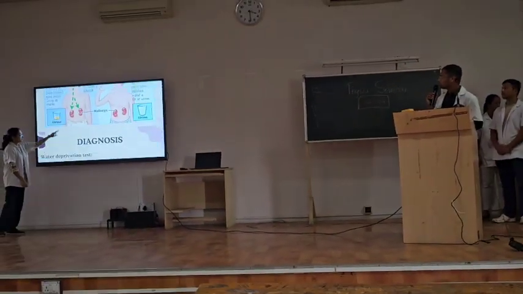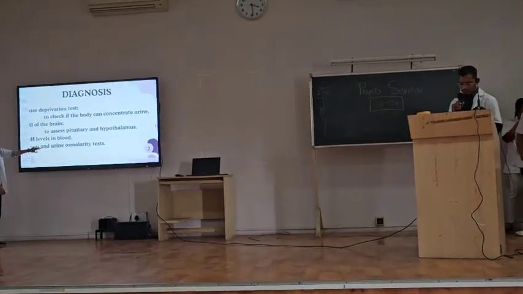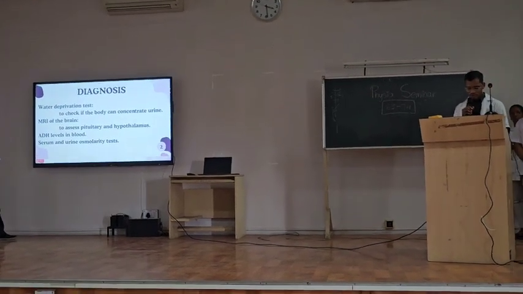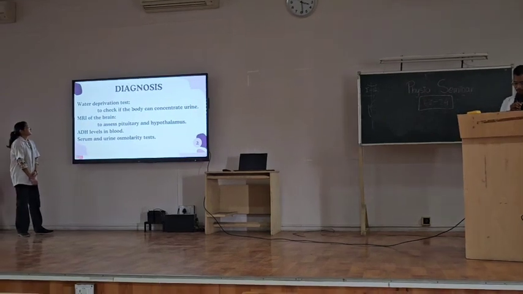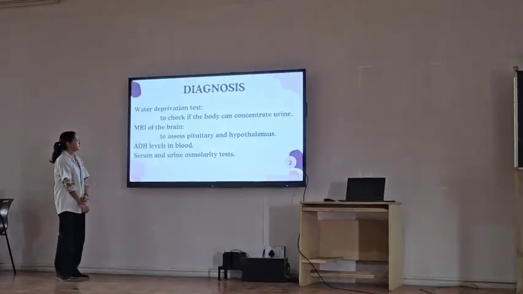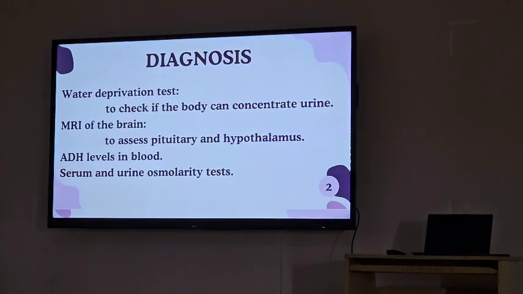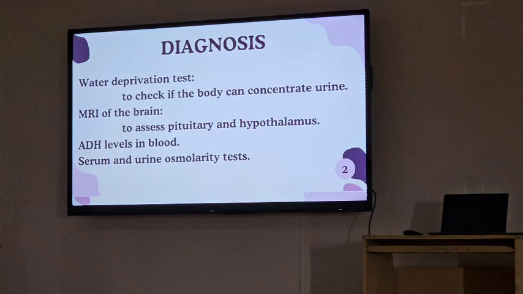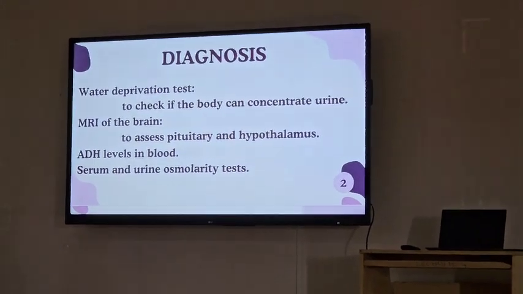Diagnosis. In diagnosis, first is the water deprivation test. In this test, we check if the body can concentrate urine. Second, MRI of the brain to assess the pituitary and hypothalamus. The third one is ADH level in the blood, and the fourth one is serum and urine osmolality tests.